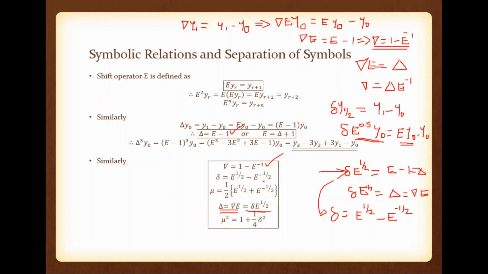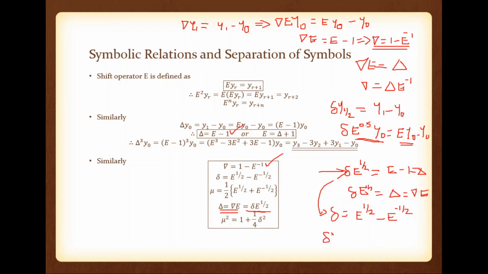What are the things you have to remember? What is delta? Delta is equal to E minus 1. What is del? Del is equal to 1 minus e raised to minus 1. What about theta? Theta is equal to e raised to 1 by 2 minus e raised to minus 1 by 2. Here, what is the beauty?